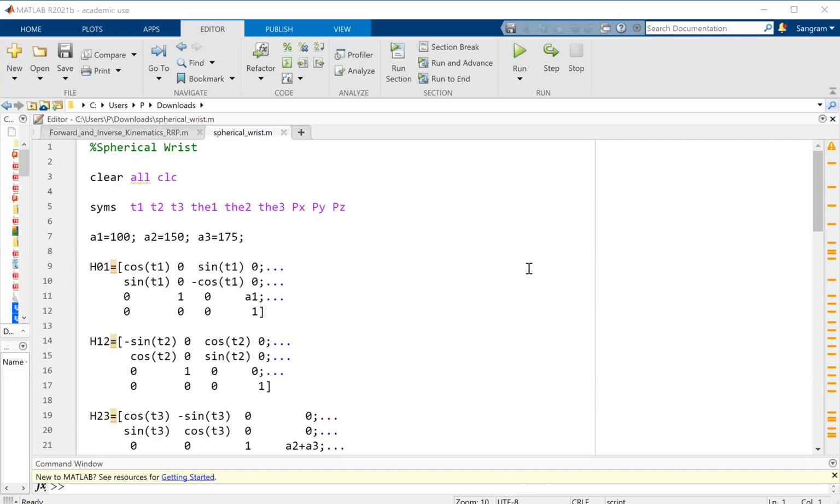So in last class, we talked about the spherical wrist. And a spherical wrist is when you have three revolute joints that are mutually perpendicular to each other. In last class, we also talked about how, if you have a spherical wrist, you can face the problem of gimbal lock when the second revolution in the sequence goes to 90 degrees.